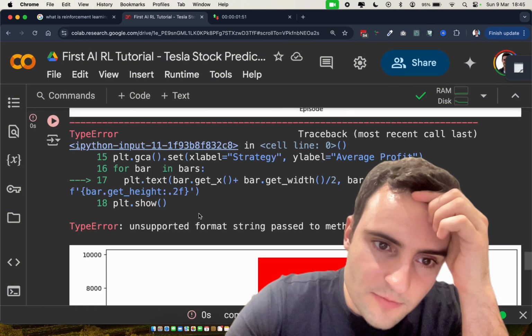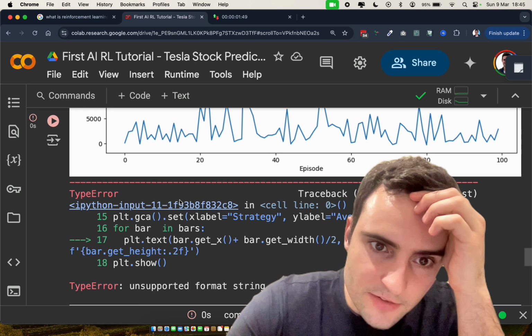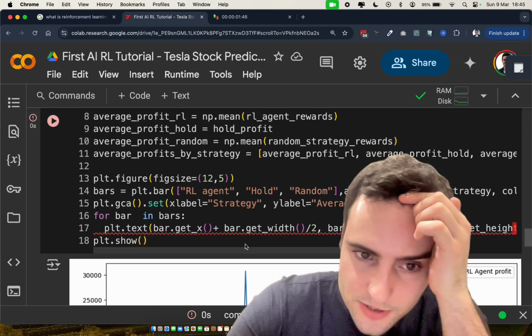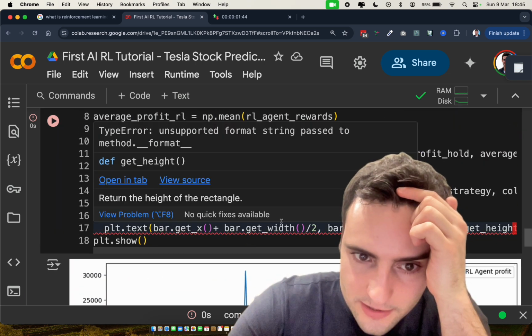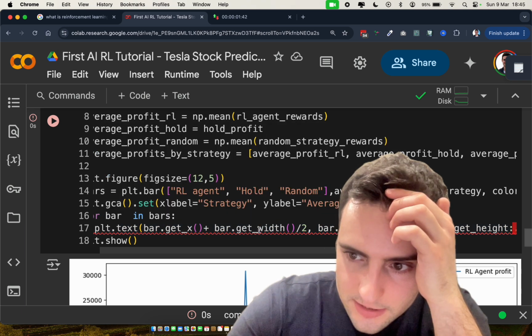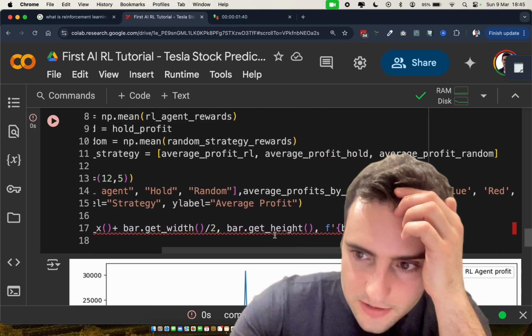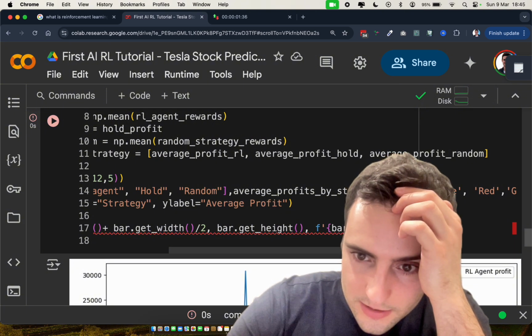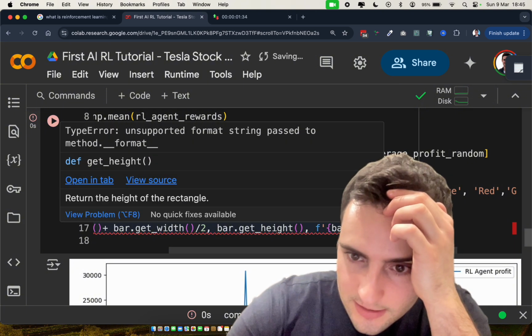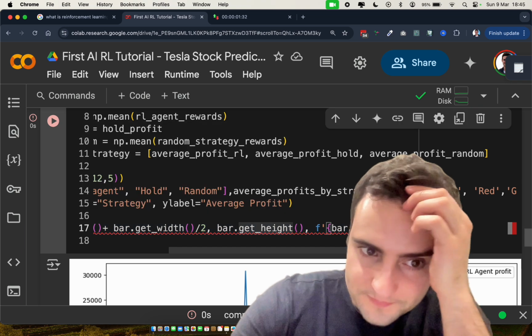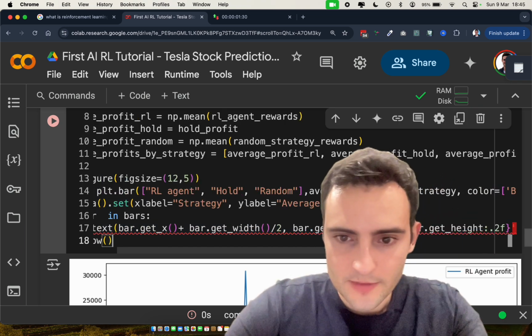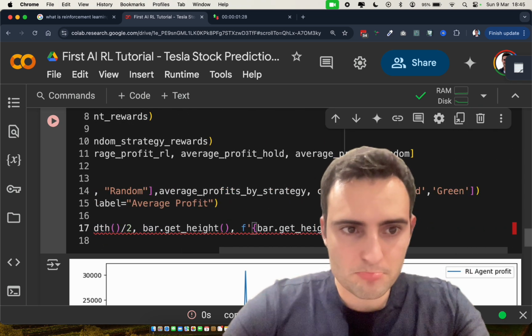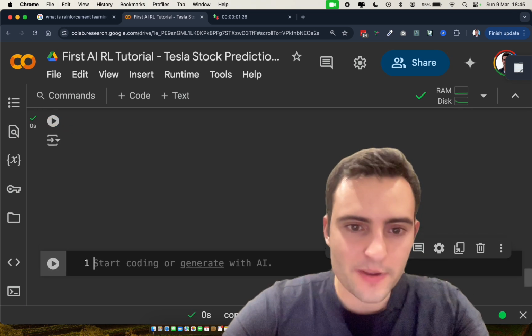So I've gotten some error here, unsupported string format to format. I'll just check real quick here. Bar.get_width divided by 2, and then if I do bar.get_height, and then I do here f bar.get_height. I have to call this here. So cool, there we go. There we get the profits.